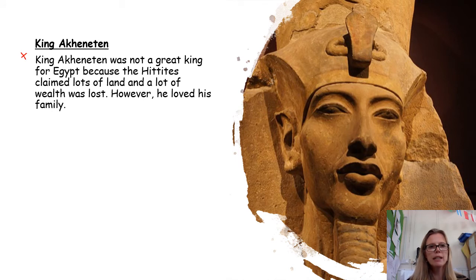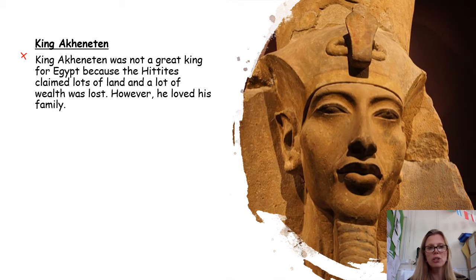So I'm saying King Akhenaten was not a great king for Egypt because the Hittites claimed lots of land and a lot of wealth was lost. However, he loved his family. So your introductory sentence could be something like that.